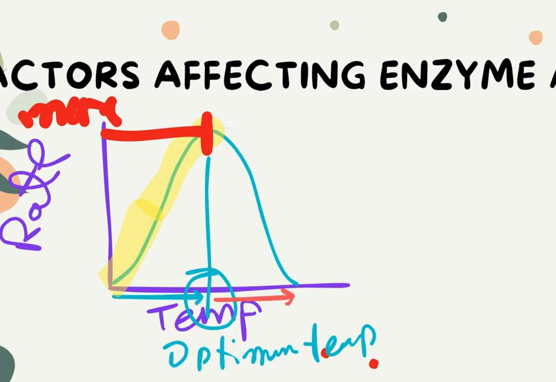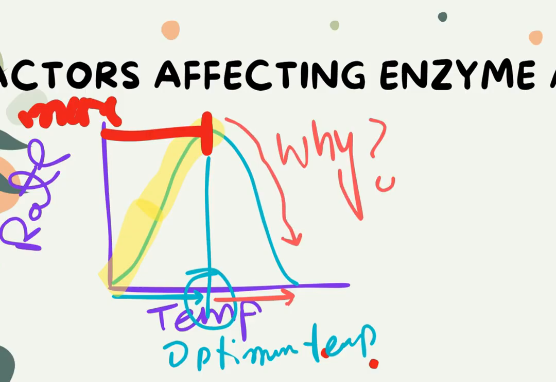And you can see that the graph is telling me that now my rate is actually decreasing, my kinetic energy is increasing, there should be more effective collisions. So then why is my rate actually decreasing? That is the question.